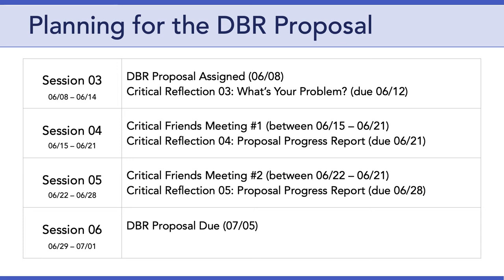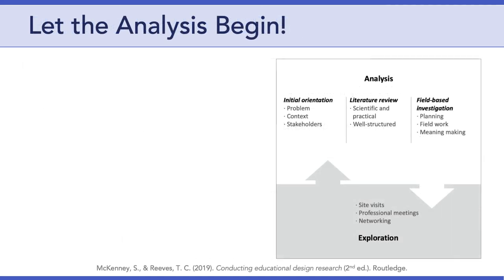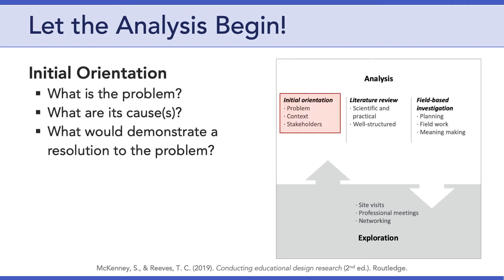I'll be assigning specific readings each week to help you move through this process of creating your proposal. For this week, with Critical Reflection 3, we're going to let the analysis process begin. And as you can see here, we'll be focusing on the main activities of the analysis and exploration phase articulated by McKinney and Reeves. Think of this as an initial orientation where we each examine a problem, a specific context, and a group of stakeholders.